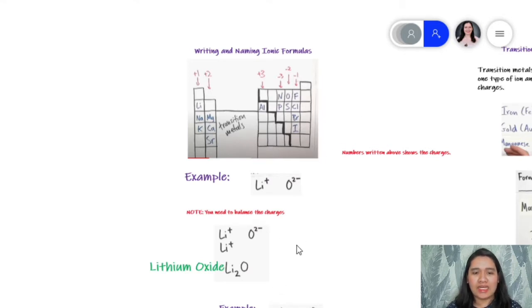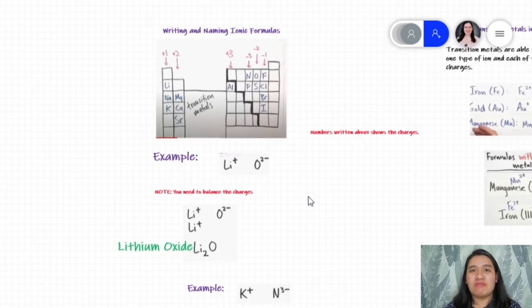In writing and naming ionic formulas, we will depend on the charges. So take note of that. If we recall our previous discussion, an ionic bond is a bond formed due to opposite charges. So we need charges, the positive and the negative charge. Okay, now let's start our discussion.